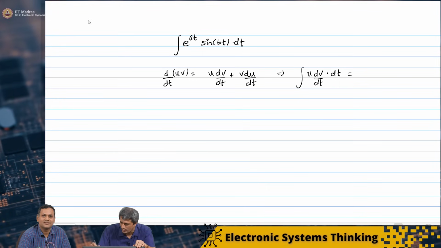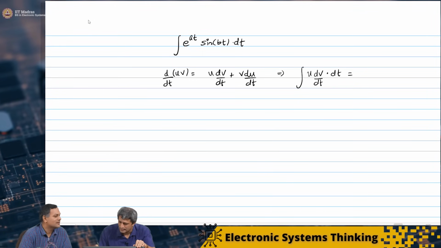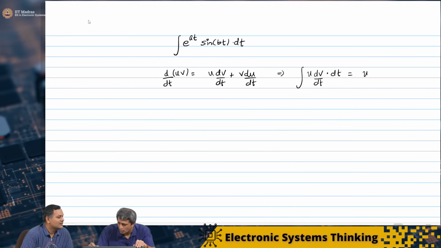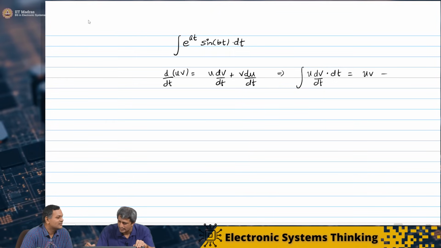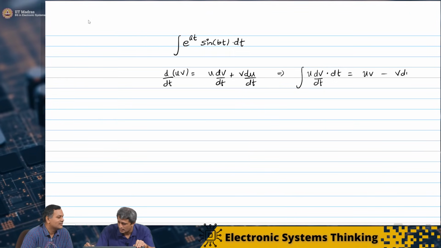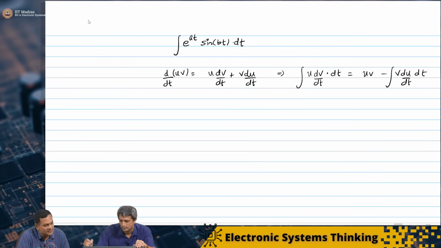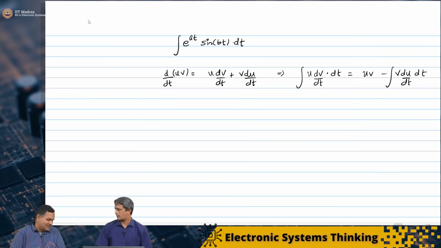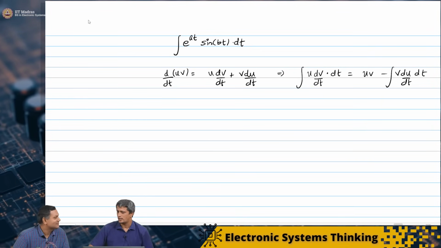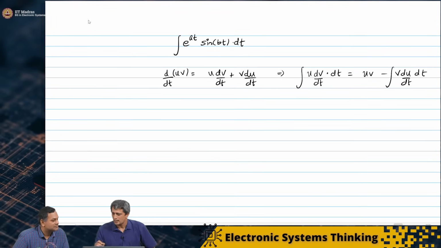Now if I just reorder this, it implies the integral of u dv/dt times dt I can write as uv minus the integral of v du/dt into dt. We can write it like this, right? This is integration by parts, and this is what we are going to do.